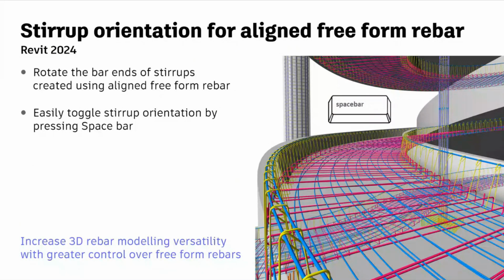In 2024, there's a tool to allow you to toggle. So you can actually toggle the stirrup orientation for the aligned distribution of freeform rebar just by hitting the space bar. So this applies only to the closed stirrups in the set.